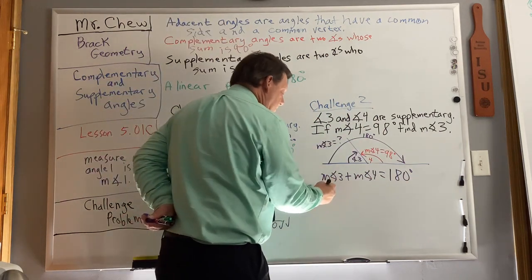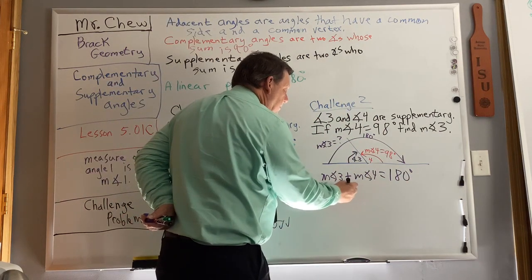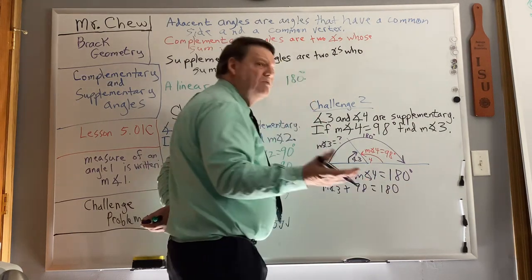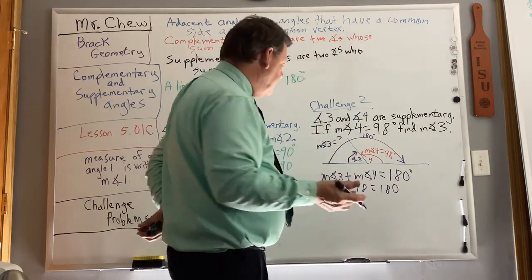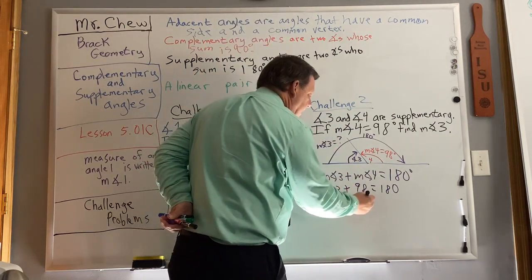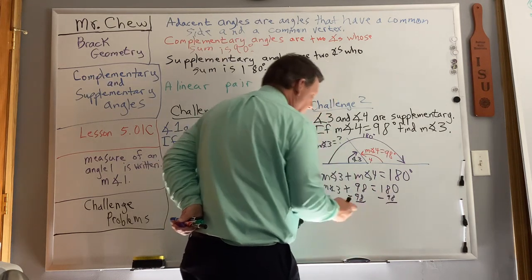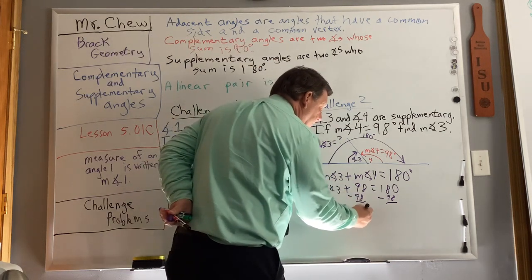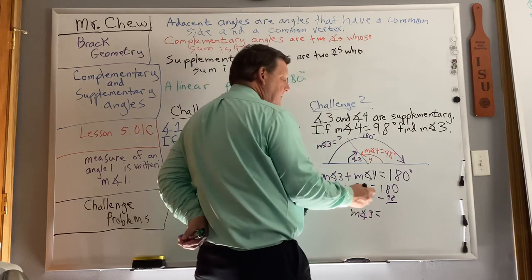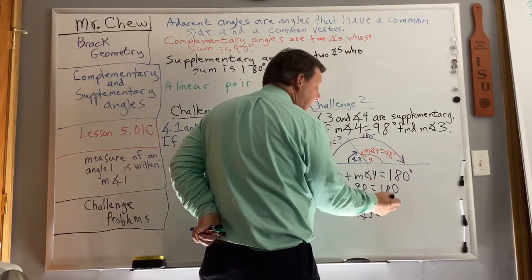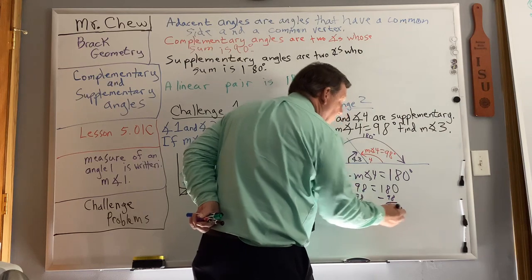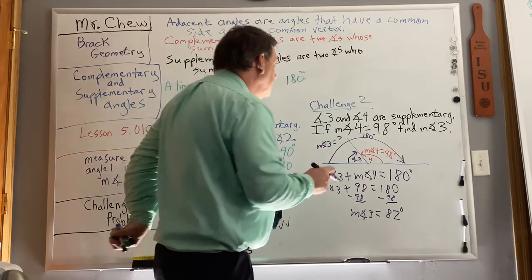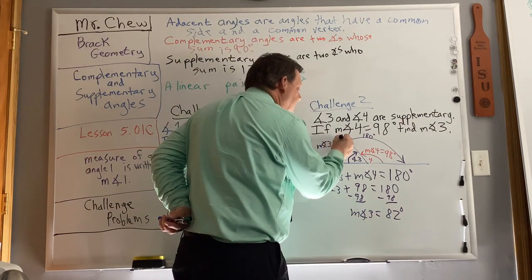Now I substitute. I don't know the measure of angle 3, but I do know the measure of angle 4 is 98, equals 180. So we're just using basic algebra and an understanding of what the geometry means. Minus 98, minus 98. And the 98 minus 98 is 0. Measure of angle 3 plus 0 is the measure of angle 3. And 180 minus 98 is 82 degrees, sorry. 82 degrees. So we're saying that this is 82 degrees here.